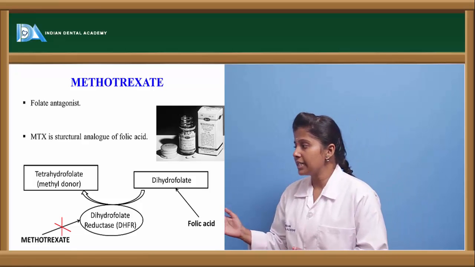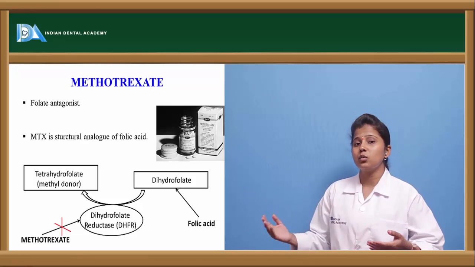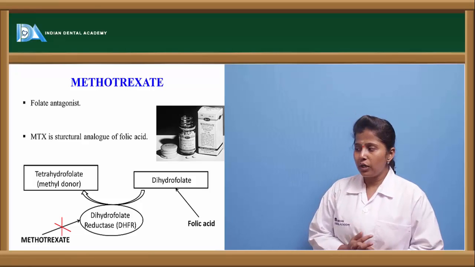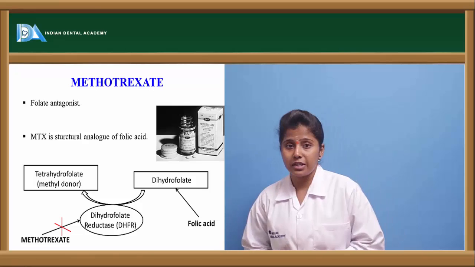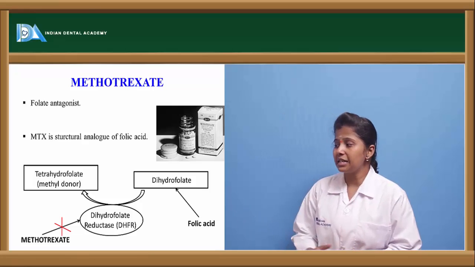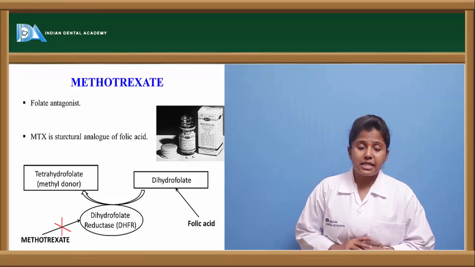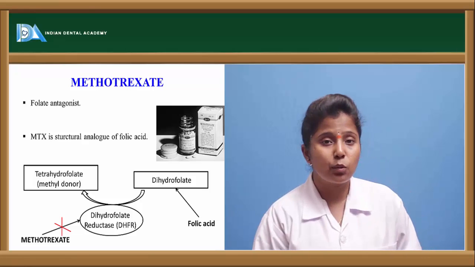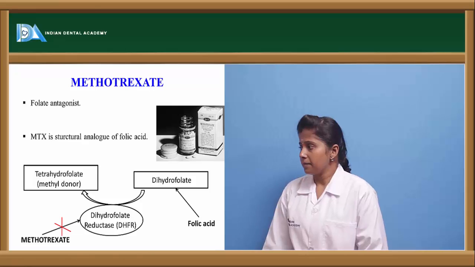The folic acid is converted to dihydrofolate, and dihydrofolate is converted to tetrahydrofolate with the help of an enzyme, dihydrofolate reductase. This tetrahydrofolate is one of the major important factors in the DNA synthesis. This enzyme is inhibited by the drug methotrexate. If this enzyme is inhibited, then the conversion of dihydrofolate to tetrahydrofolate won't take place. Thereby the DNA synthesis is not formed.